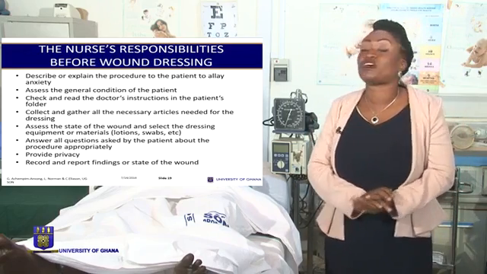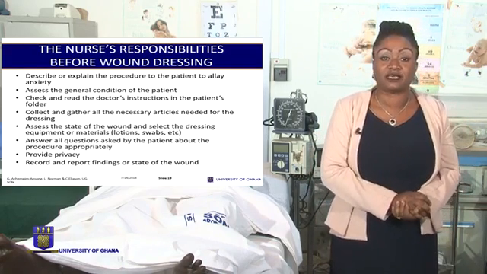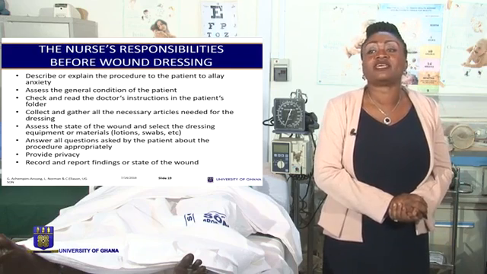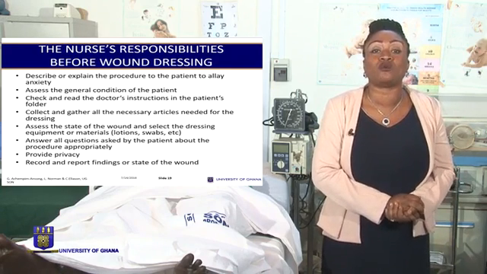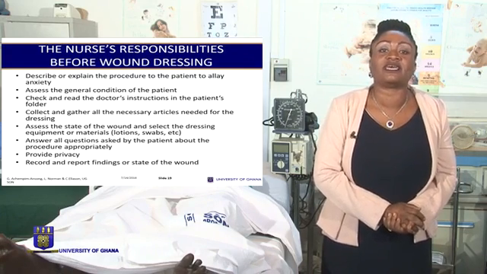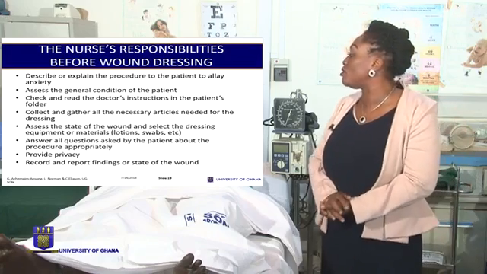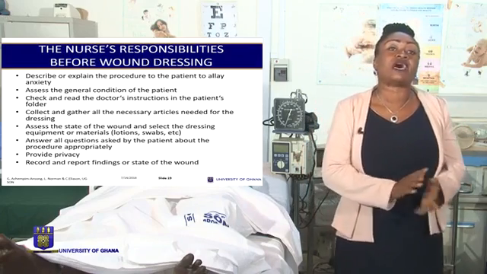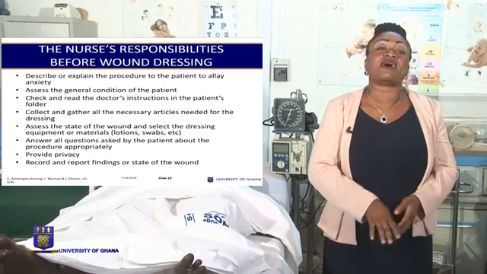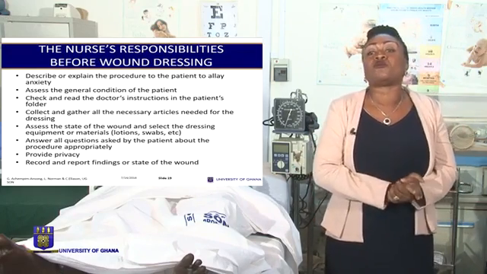Then the general condition of the patient as well as the size of the wound is also assessed before the dressing. Doctor's instructions regarding the wound dressing should also be read before dressing is done. Now, later on, we will demonstrate. But on our dressing trolley, we have the sterile top shelf and then the non-sterile bottom shelf.